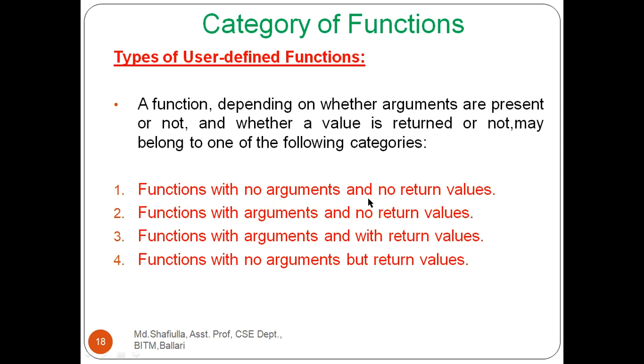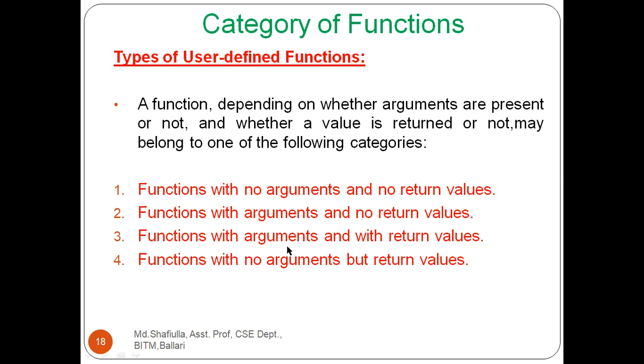Functions with no arguments and no return values. In the first case, there are no arguments, neither is there a return value. So the parameter list is empty and the return value is also void. Functions with arguments and no return values. In the second case, we have the formal parameter list, but we do not have a return value, which will be void here.